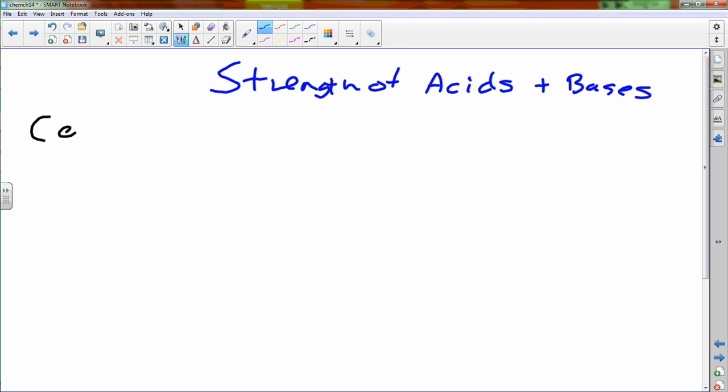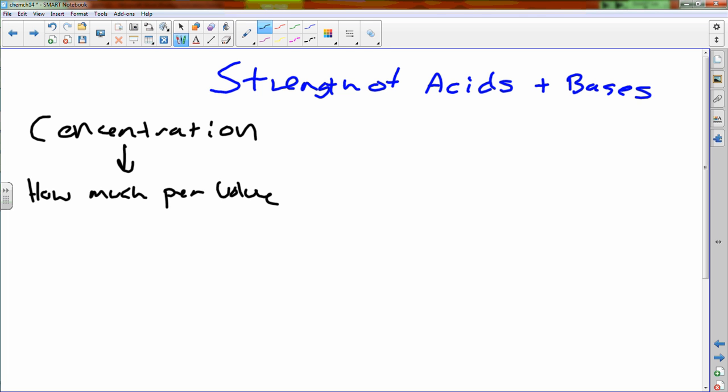Concentration is basically how much per volume of the acid there is, and we measure it generally in molarity, which is what we're going to use all the time for acids and bases, although it could be measured in grams per milliliter or something like that as well. So concentration is basically how much of the actual acidic compound there is for every unit of volume. And we, again, measure that in moles per liter in most cases.